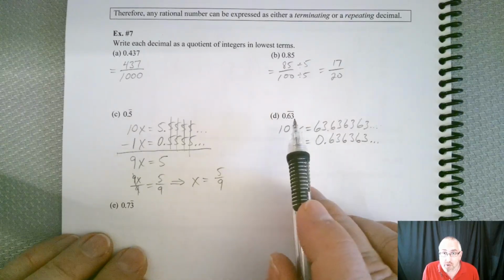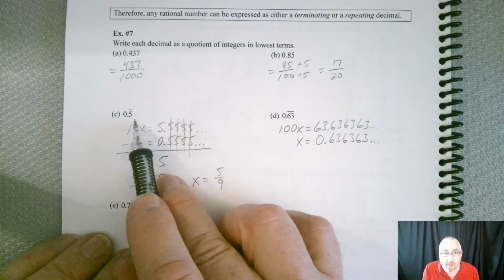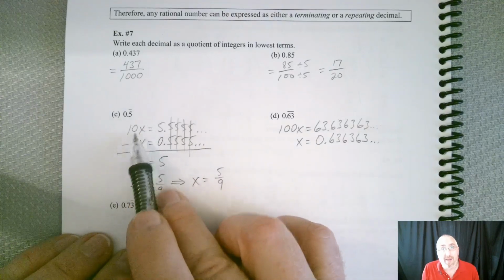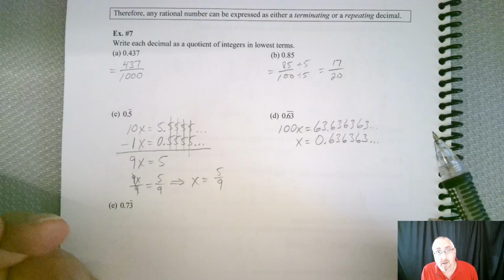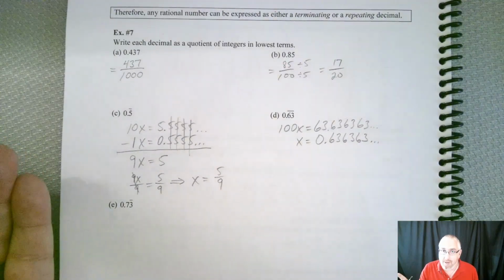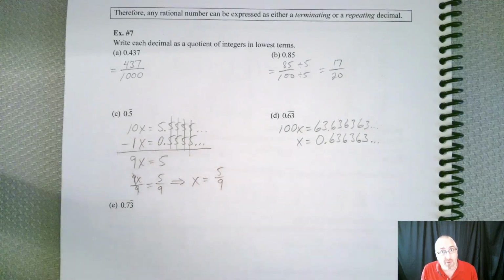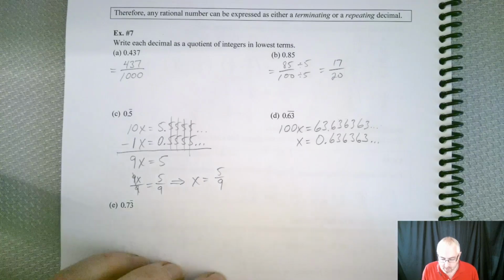The bar is over 2 numbers, so you multiply it by 100. If the bar is over 1 number, you multiply it by 10. If it was over 3 numbers, you multiply it by, you got it, 1,000. 1,000 would be what you'd have to multiply it by if it was over 3 numbers. So that's the trick, that's the pattern.